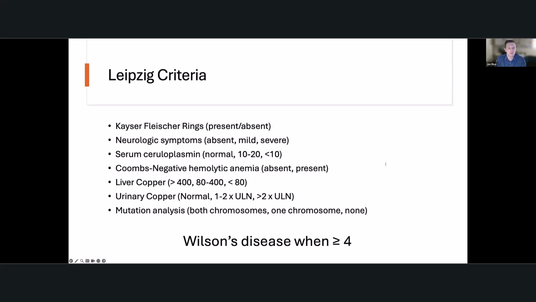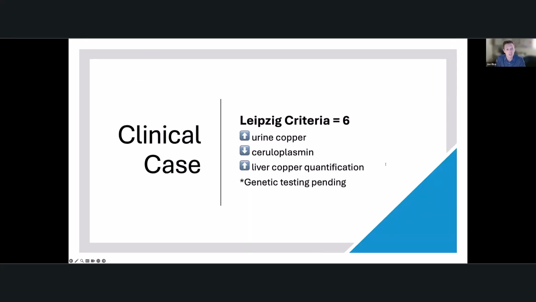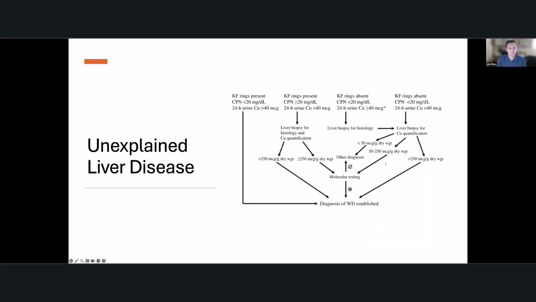It puts all these factors together so that we can start learning the right steps and identifying features to then ultimately make the diagnosis with this criteria. And so in our patient, she had a Leipzig score of 6, with increased urine copper, decreased ceruloplasmin, and increased liver copper quantification. So hers will likely be even higher score-wise once her genetic testing comes back. And so this patient, we now would say she is diagnosed with Wilson's disease.